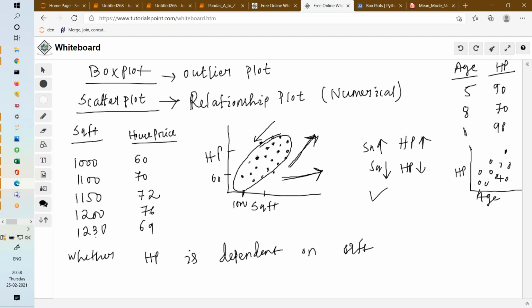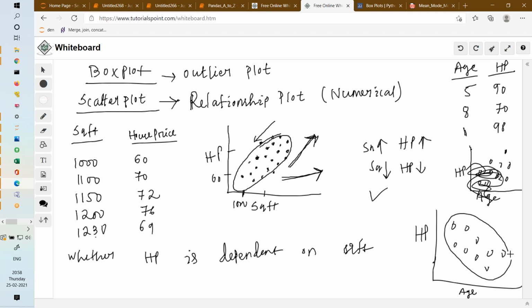Sorry, I'm wrong. So let's say this is how my scatter plot is. This is my house price and this is my age. Now, can you tell me in this case, do you think there is any relationship between house price and age of the house, or there is no relationship? If yes, what is that?